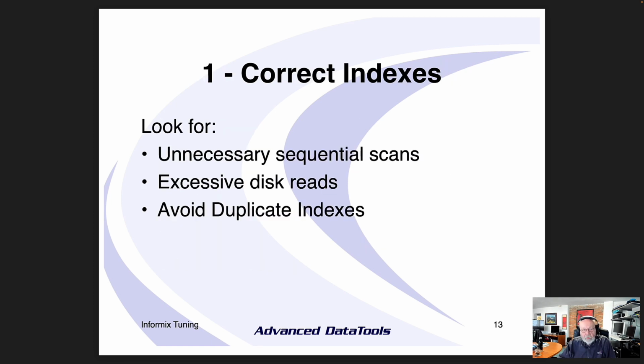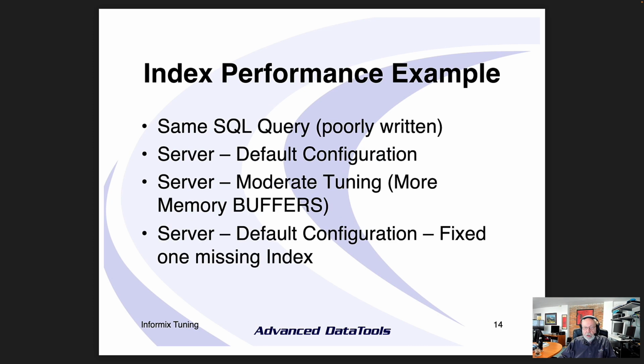So let's dive in. Okay, the first thing, and this is sort of in order of what I've found makes the biggest change, is having the correct indexes. A huge difference. This will reduce unnecessary sequential scans and unnecessary disk reads. Now there is something you have to watch where you have too many indexes, and that can be a problem, but not having an index is a bigger problem. And let me give you an example.